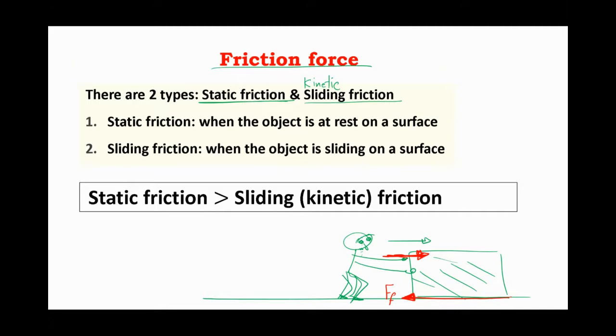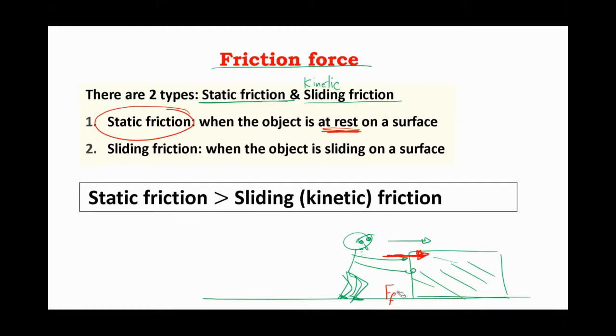In this case, we call it the static friction. So what is the static friction? It's the friction force when the object is at rest. The object is still at rest. You try to move it, you apply force, but you cannot move the object. So the friction in this case, we call it the static friction.